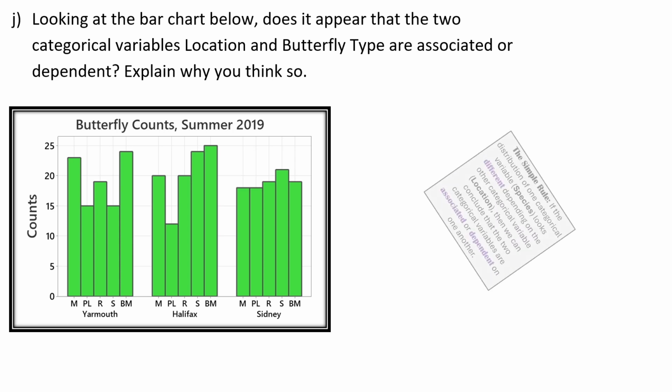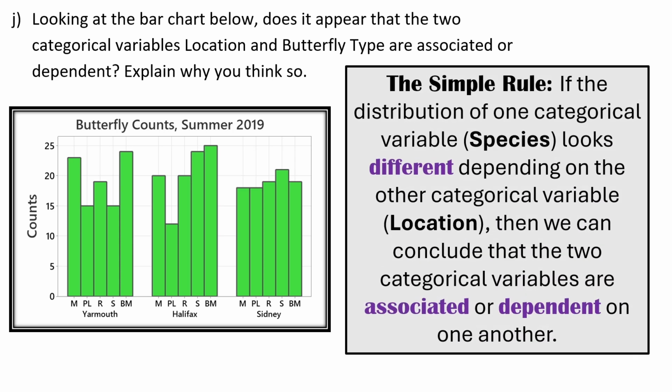So the trick to this is to remember the simple rule. If the distribution of one categorical variable, in this case, let's say species, looks different depending on the other categorical variable, here that other categorical variable is location. If they look different, then we can conclude that the two categorical variables are associated or dependent. So if they look different, there's a dependency.